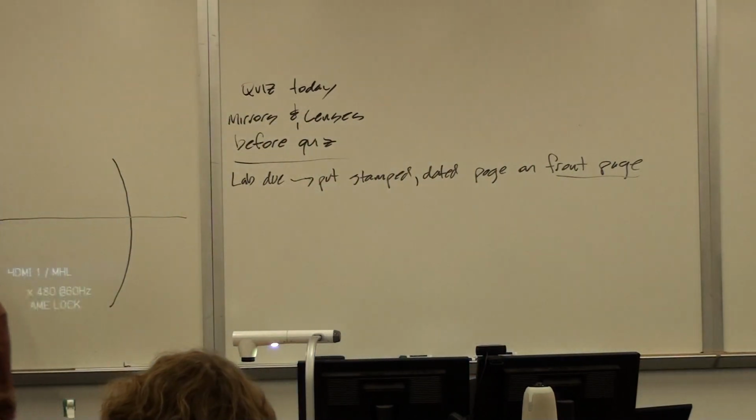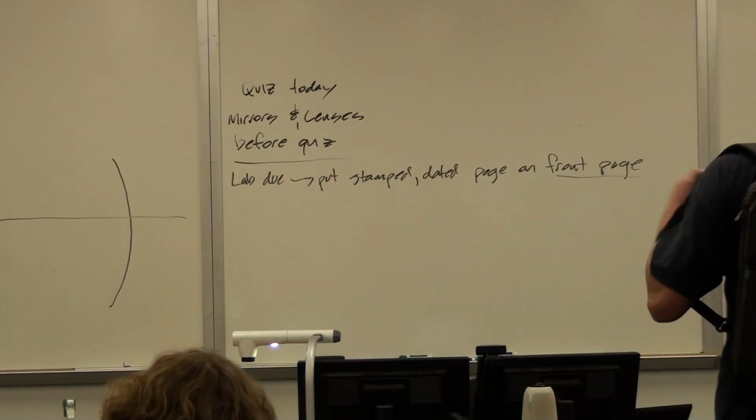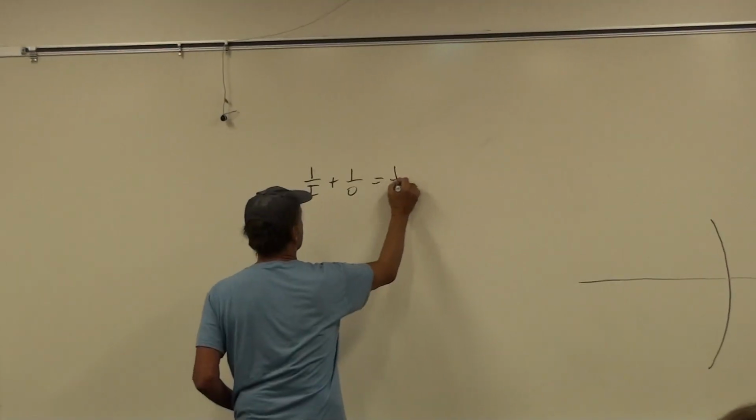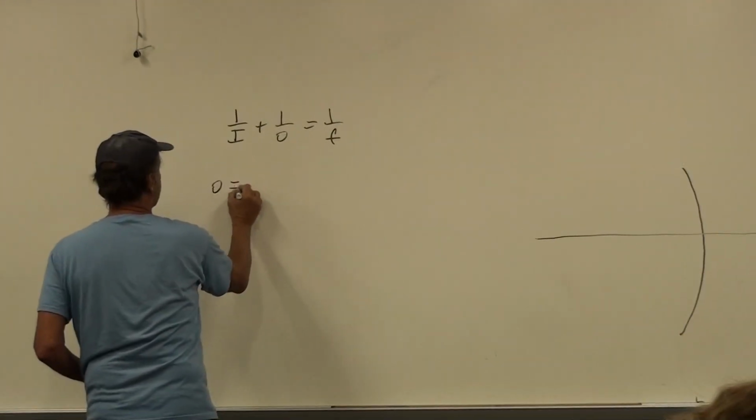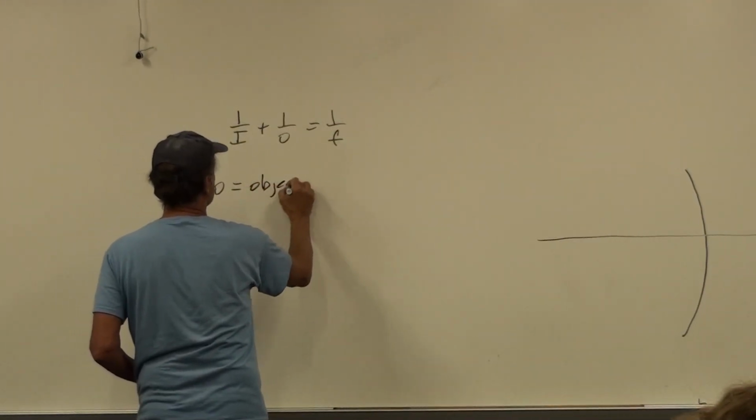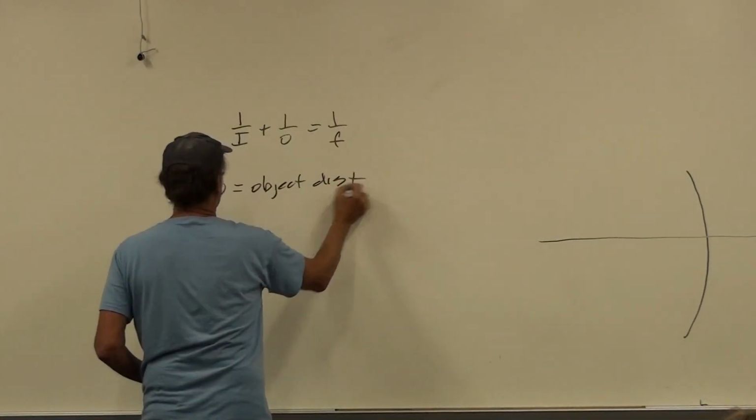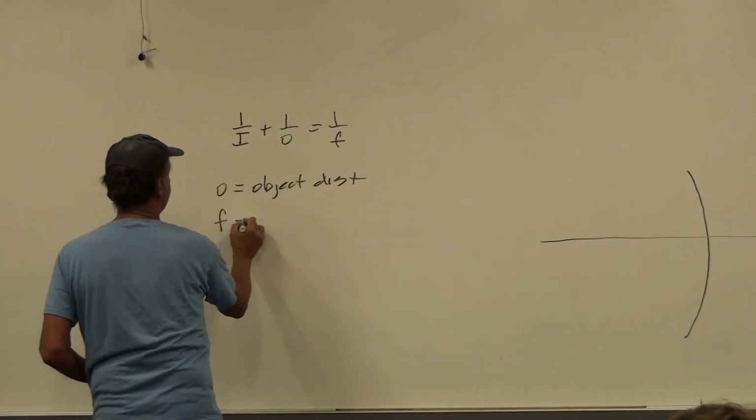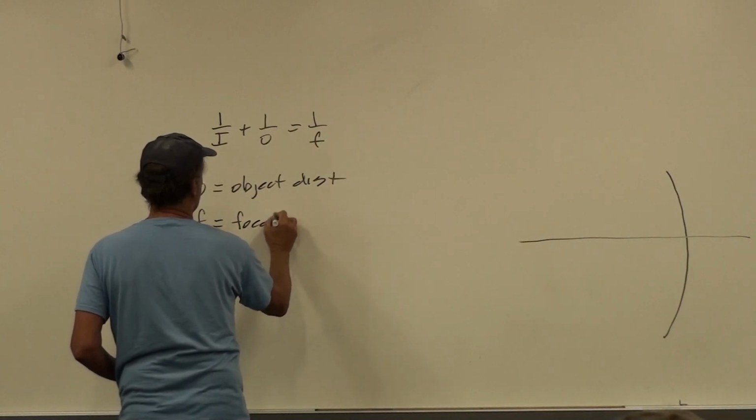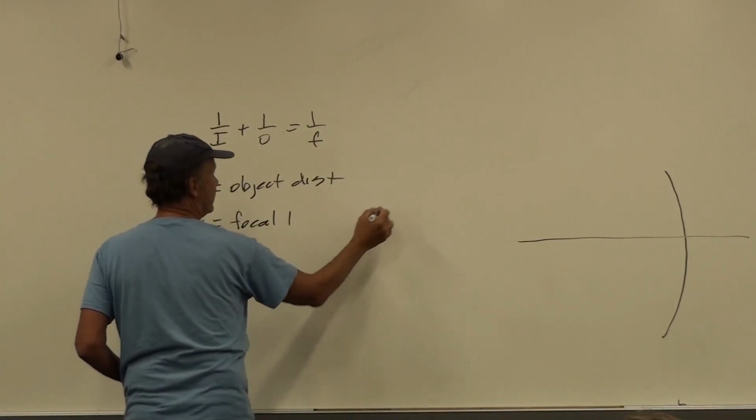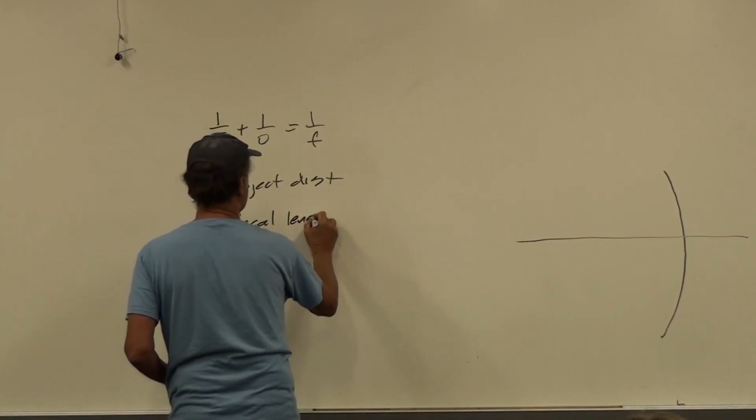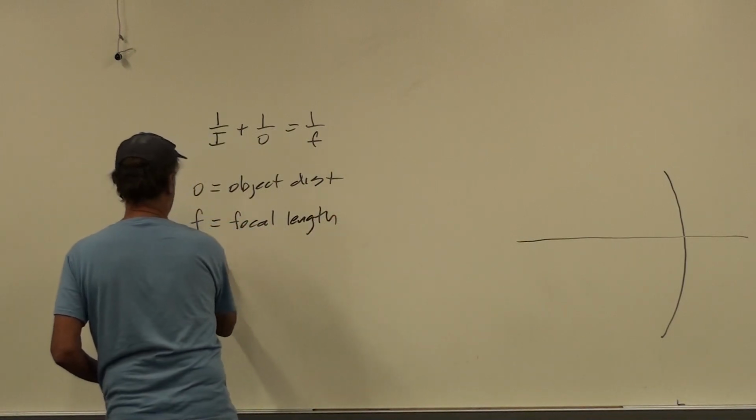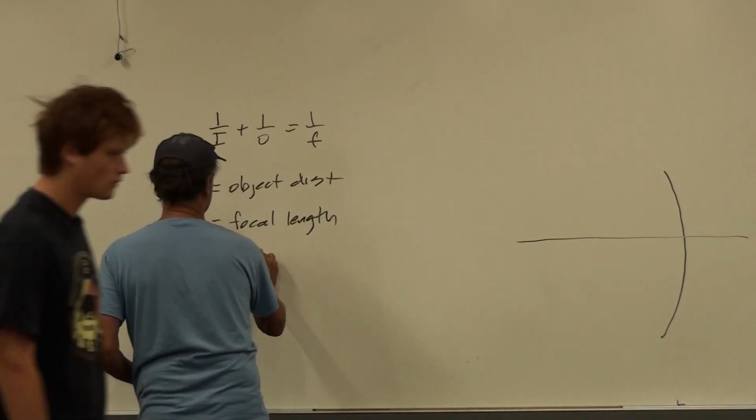Okay, so our basic working equation is 1 over I plus 1 over O equals 1 over F, where O again is the object distance, F is the focal length, measured from the center of the mirror, and I is the associated image distance.